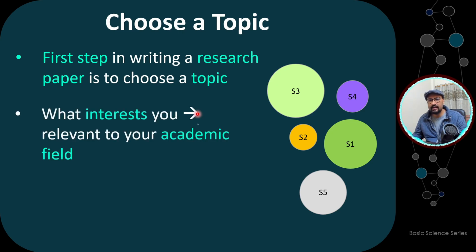Okay, moving on to the next point, which is what interests you relevant to your academic field. Two points are important here. What interests you? That means what is your area of interest, where you want to work, what fascinates you. That you need to find out. And then what is relevant to your academic field? You are trained in, say, physical sciences. If you are trying to find a research area in mathematical sciences, that makes sense. If you are trying to find an area in the social sciences, maybe it is relevant, but it's not that relevant.